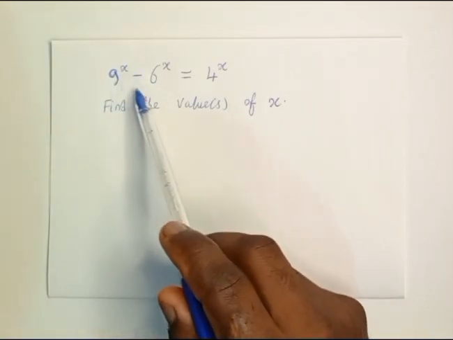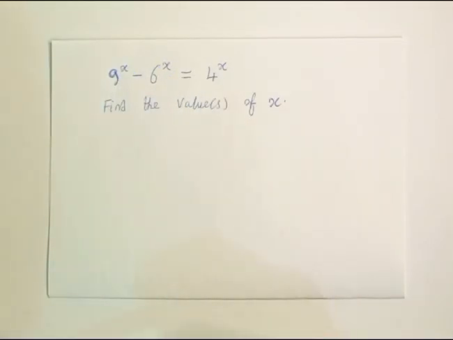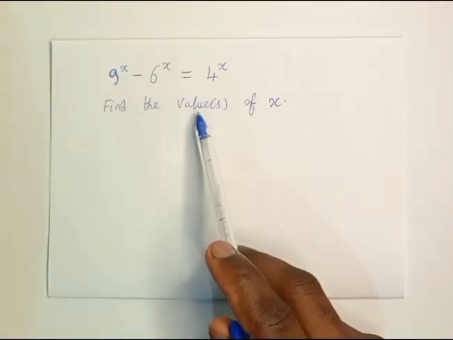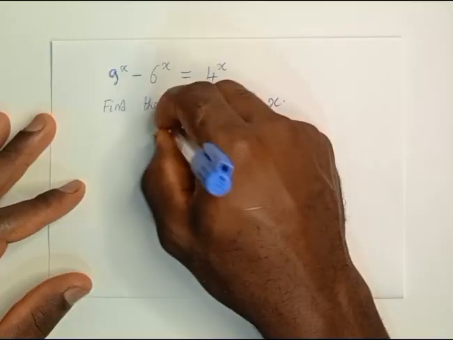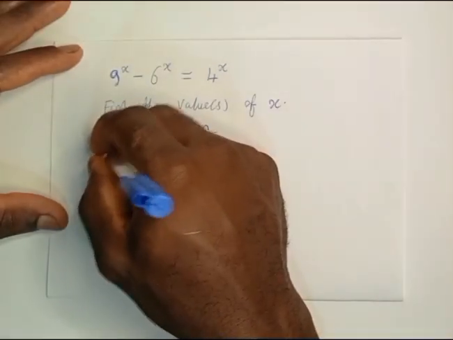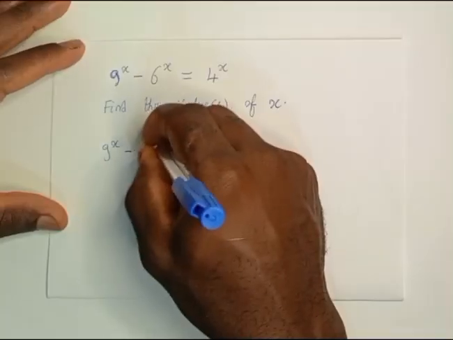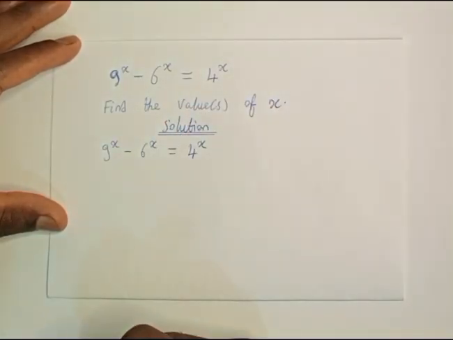9 raised to the power x minus 6 raised to the power x is equal to 4 raised to the power x. Find the value or values of x. We take the solution. 9 raised to the power x minus 6 raised to the power x is equal to 4 raised to the power x. We are going to make good use of this property.